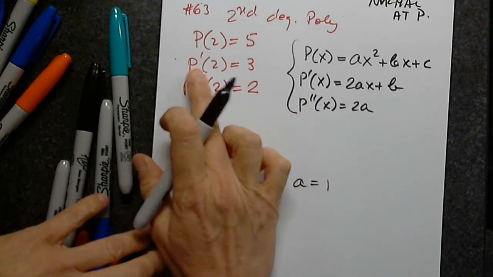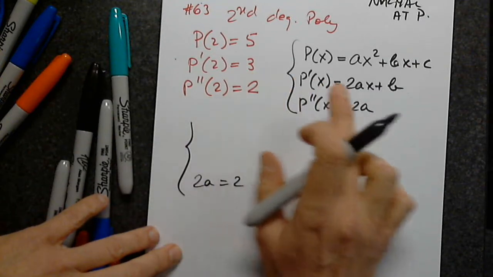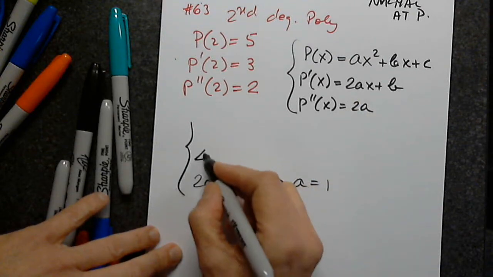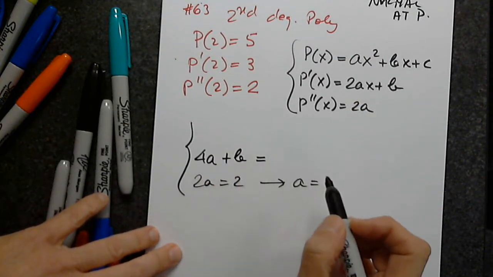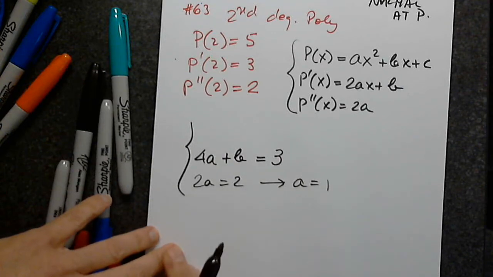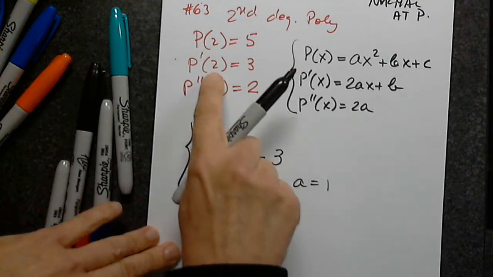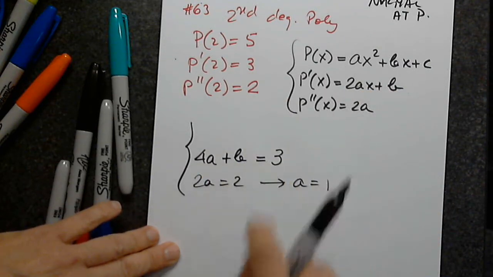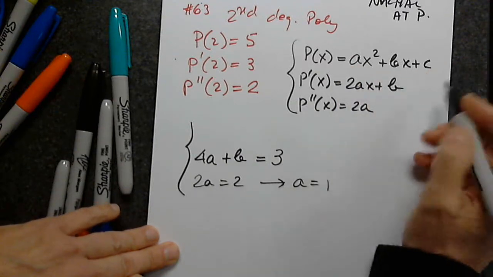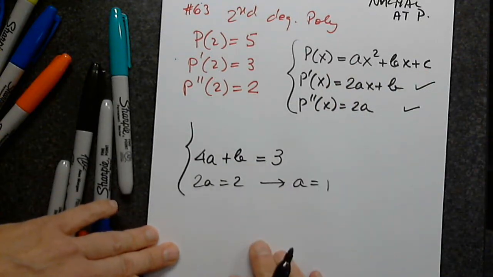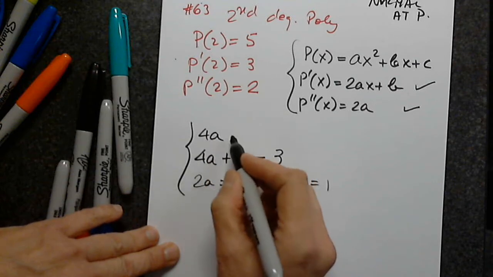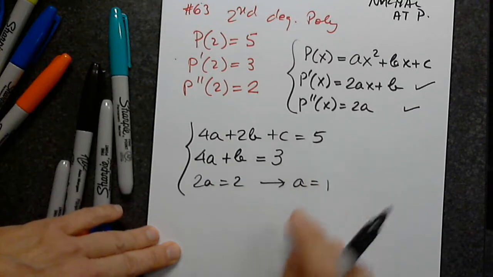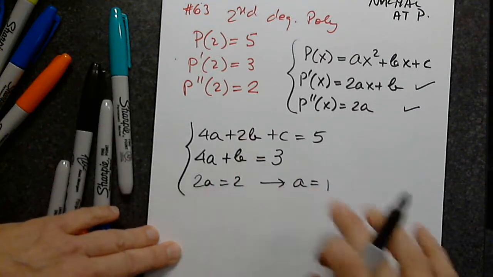Careful. So it's p prime of 2 is 3. 2 times A times x, exactly. We have to replace x by 2. 2 times A times 2 is 4A plus B equals 3. Agreed? Okay, now let's write the first one. So this is done, this is done. I would like to write the first one. 4A plus 2B plus C equals 5. That's it.